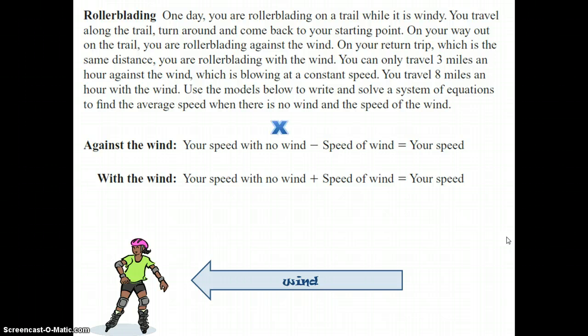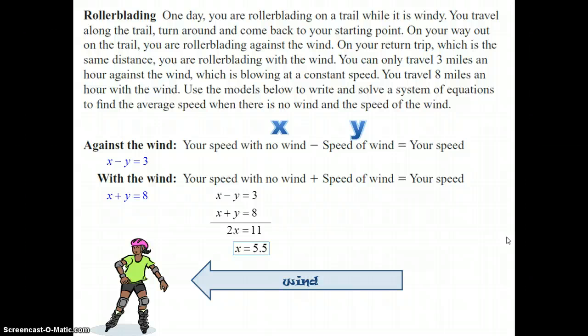All right, we have two things that we need to find: speed with no wind and speed of the wind. So we'll just label them x and y. So our first equation is simply x minus y is equal to 3. And the second is x plus y is equal to 8. There's our system. And we see if we add these together, the y's eliminate. We have 2x is equal to 11, which gives us x is equal to 5.5.